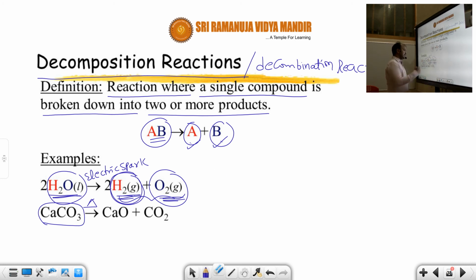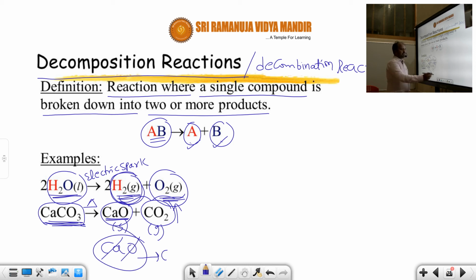Whenever heat energy is passing through the calcium carbonate, a single substance, whenever absorbing heat energy, this calcium carbonate can be broken down into calcium oxide and carbon dioxide gas. How many new substances will be formed? Two new substances will be formed. But these two new substances are what? Compound. Calcium oxide: calcium is a different atom, oxygen is a different atom. Different atoms are there, that is called compound.